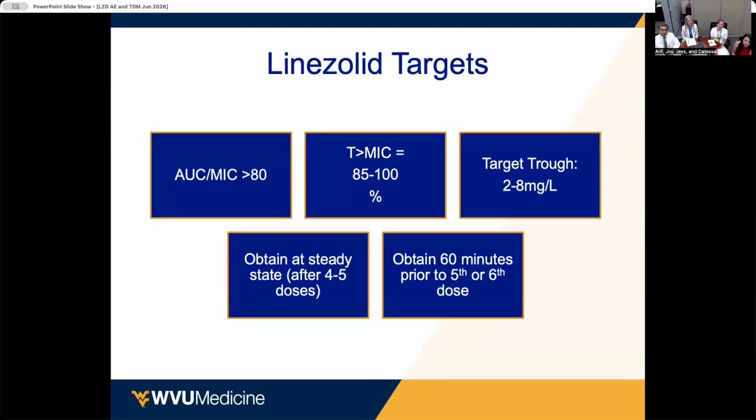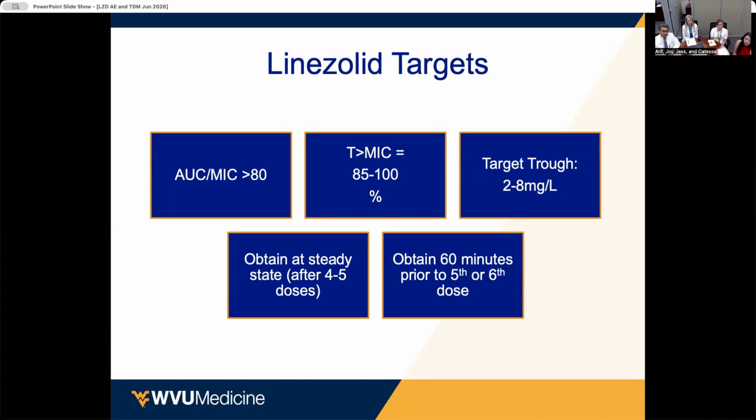Moving to the next slide, we'll see our linezolid target. So linezolid is really an AUC to MIC drug. We want our free trough concentrations above the MIC about 85 to 100%, and our target troughs are 2 to 8 generally. The recommendation is to obtain a steady state trough after about 4 to 5 doses and obtain within 60 minutes prior to that dose.